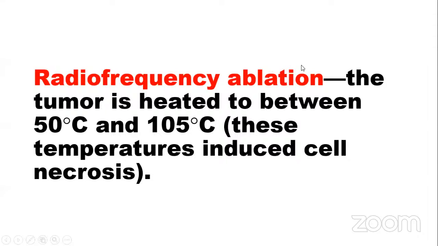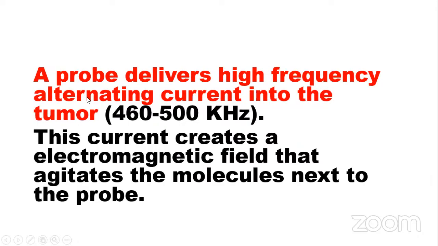Radiofrequency ablation, this is another way of thermal ablation. The tumor is heated to between 50 and 105 centigrade. This temperature induces cell necrosis. So the radiofrequency ablation is done at 50 to 105 centigrade. The temperature induces thermal necrosis.